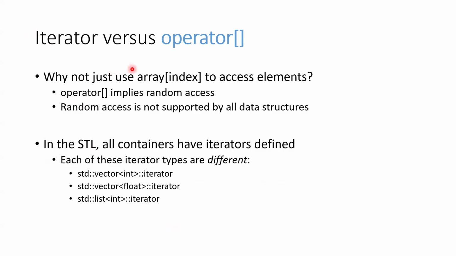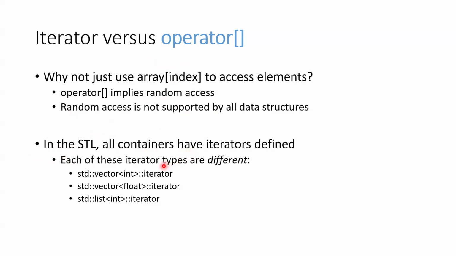So why not just use the array square bracket index to access elements, like in arrays and vectors? Operator square bracket implies random access. This means that given the address of the first element, adding the index to that address will lead us to the element located at that index. And this is only valid for things like arrays, and that's random access. Random access is not supported by all data structures. Like for lists, we're only able to move forward or backwards.